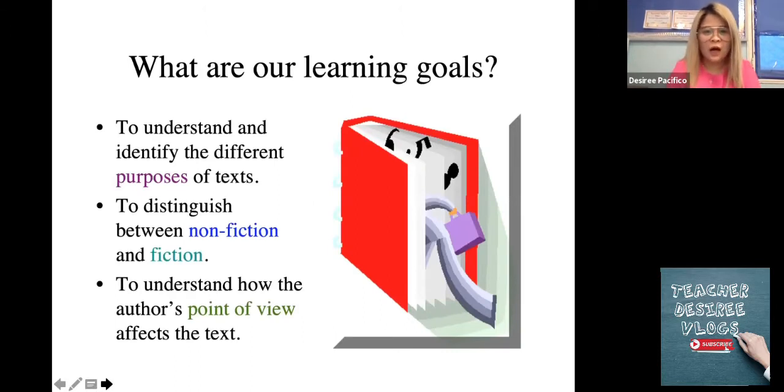So what are our learning goals for today? We are learning to understand and identify the different purposes of text. It means something that is written. We need to understand what's the purpose of that writing. Then we are also going to distinguish between non-fiction and fiction. And we are going to understand how the author's point of view affects the text.